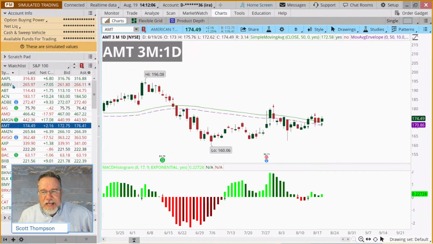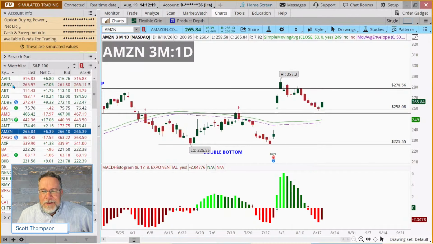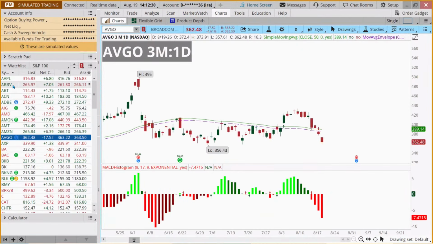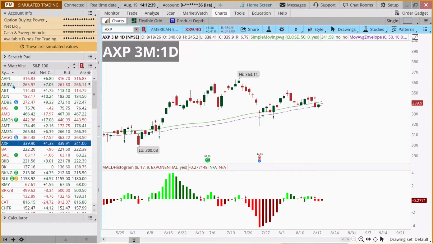Okay, AMT, valid buy signal or no? Okay, be careful on this one. Remember our rule is above a rising moving average. 3, 2, 1. Amazon. Stock's bouncing off what looks like a support level, but the MACD's red. Valid buy signal or no? 2, 1. AVGO. Valid buy signal or no? This one's easy. Red MACD, we're done. Next, AXP. Red MACD, done. Okay, I'm going to go a little faster still.